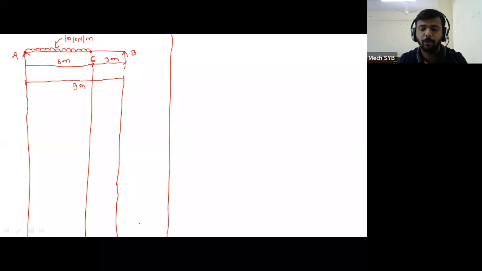So what do you have to draw? Once again you have to draw the same figure, that is, reaction RA. This is reaction RB. This is point C.